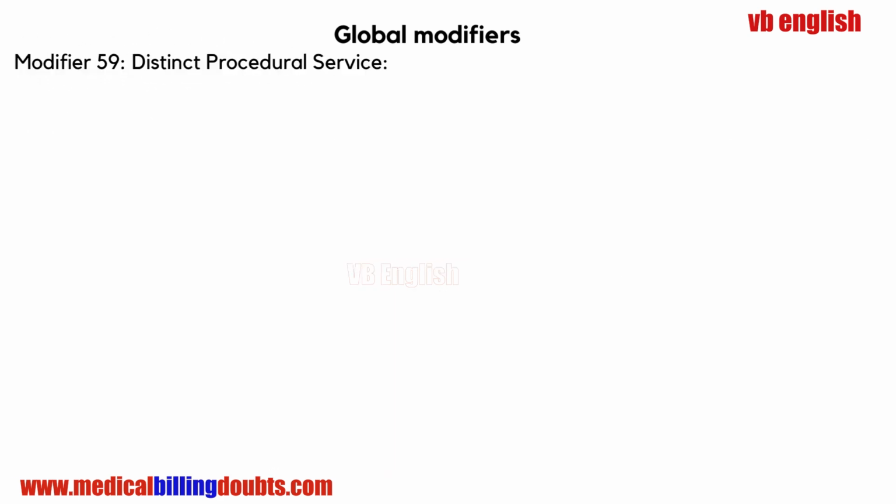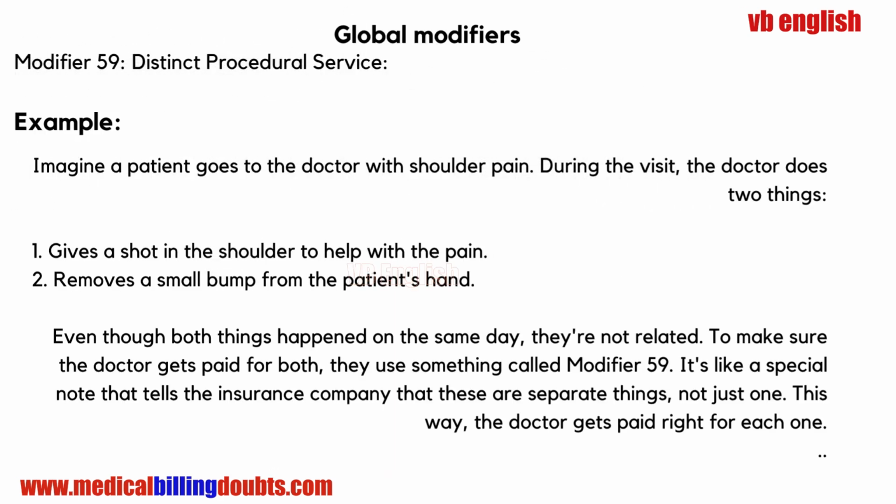Modifier 59. Distinct procedural service. Example, imagine a patient goes to the doctor with shoulder pain. During the visit, the doctor does two things. 1. Gives a shot in the shoulder to help with the pain. 2. Removes a small bump from the patient's hand. Even though both things happened on the same day, they're not related. To make sure the doctor gets paid for both, they use something called Modifier 59. It's like a special note that tells the insurance company that these are separate things, not just one. This way, the doctor gets paid right for each one.